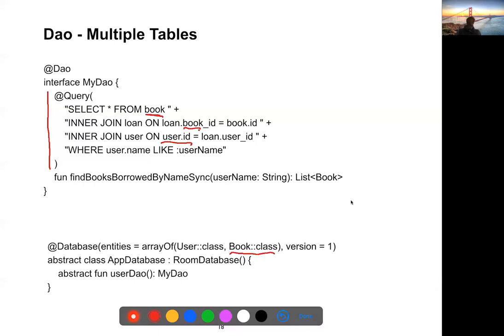So we're not escaping SQL, because when we start generating these queries, we have to specify the query. And we can have multiple queries. And we can do inner joins, outer joins, all the standard SQL things you can do. So that's an example of using multiple entities.